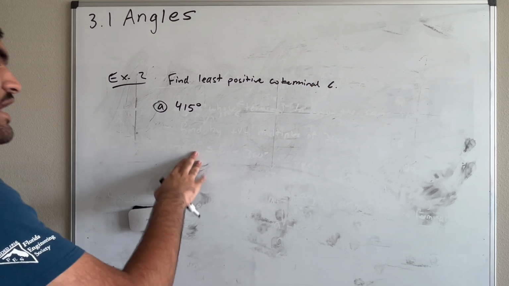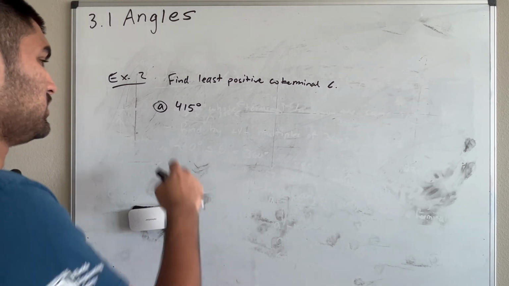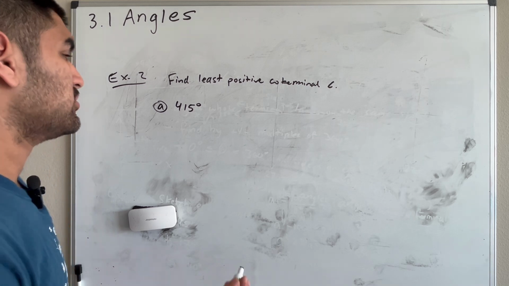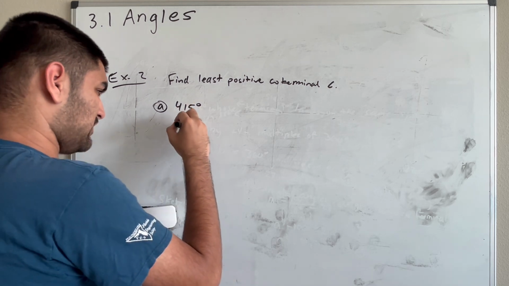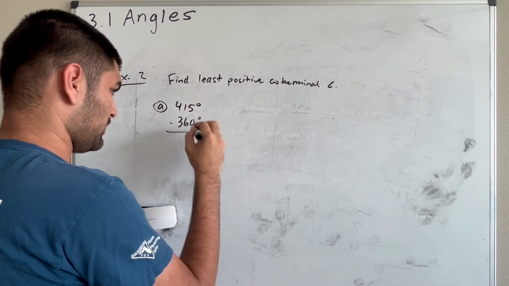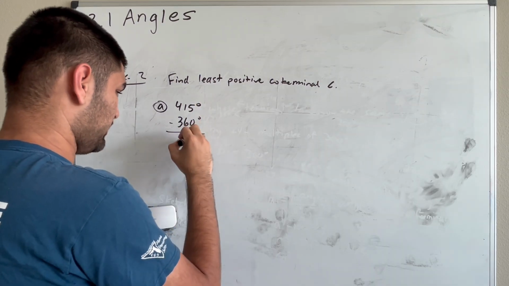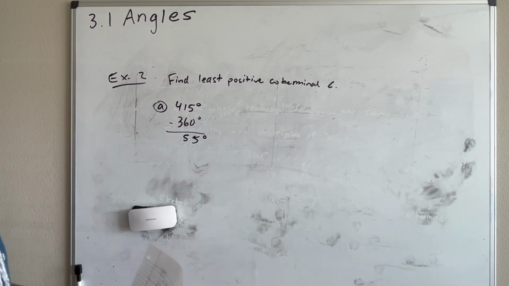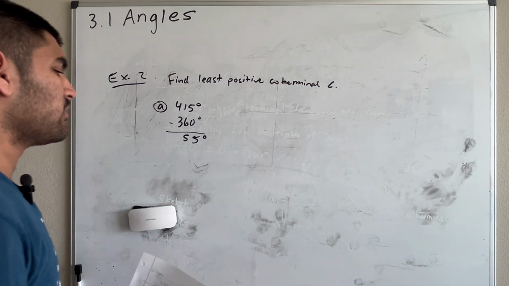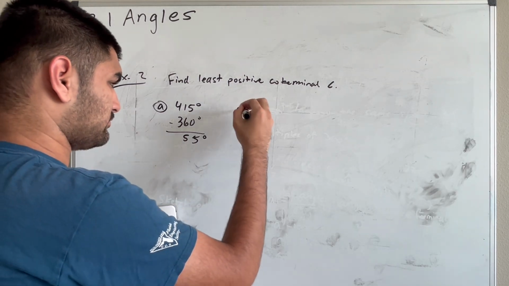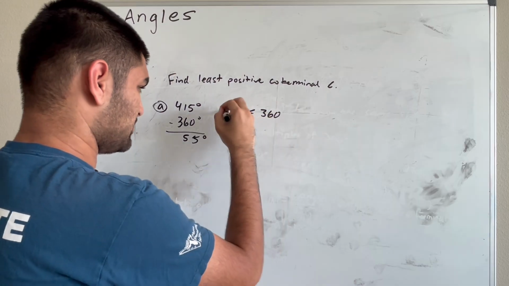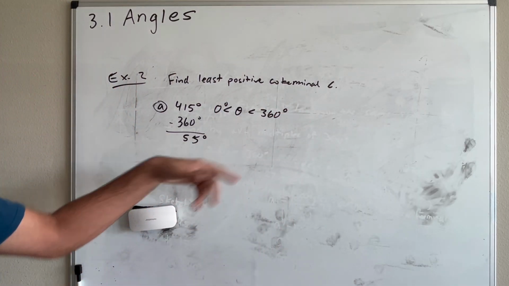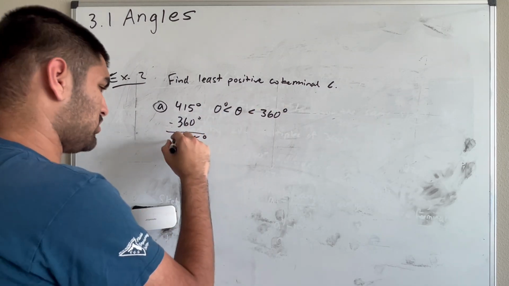So remember, we just have to add or subtract multiples of 360. Here, we know that 415 degrees is greater than 360 degrees. So let's subtract 360 from this one time. And what do we get? We get 55 degrees. And you know you're done when your final angle is between 360 and 0. 55 degrees falls in this range, so this is the least positive coterminal angle.